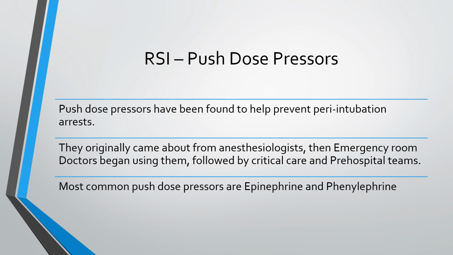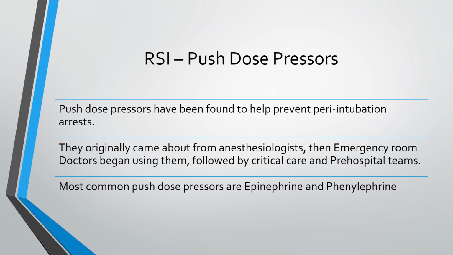All right, push dose pressors. Push dose pressors have been found to help prevent peri-intubation arrest. Many times when we go to tube a patient, we are causing them to code. Push dose pressors originally came about from anesthesiologists, then emergency room doctors began using them, followed by critical care and flight teams, and then kind of moving to pre-hospital. Now it is our only pressor that we have because they took away dopamine. We have two pressors, epinephrine and phenylephrine.